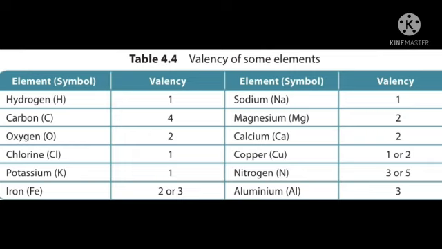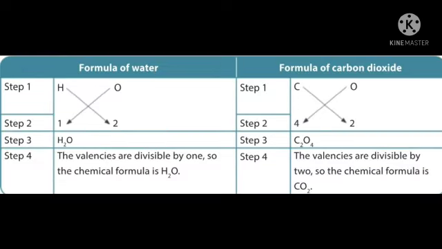In the last class we learned how to write a chemical formula. For that we learned 4 points. Write down the symbols of the constituent elements. Write down the valencies of the elements. Cross over the valencies and write them as subscripts. Then the fourth point is, if the valency is divisible by a common number, then divide and simplify the formula.